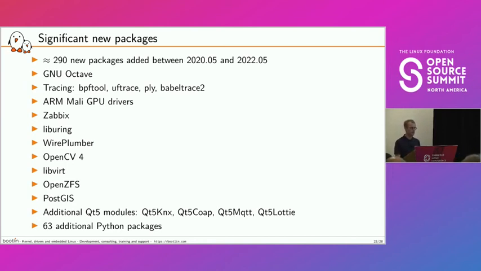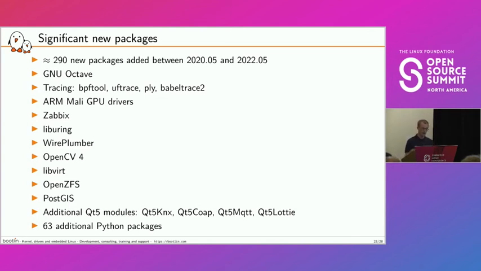So I tried to make an extract of significant ones, but of course, what is significant is very subjective, and I had to skim over a lot of new libraries that looked interesting, but were maybe not that relevant. So here I took an extract, so you can see.